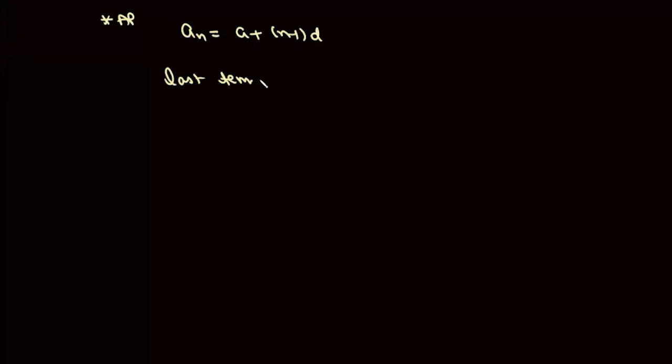So for an AP, its general term or its nth term is given by A plus (n minus 1) into D. And if it is a finite AP whose last term is the nth term, then we can simply say its last term, say L, is A plus (n minus 1) into D.